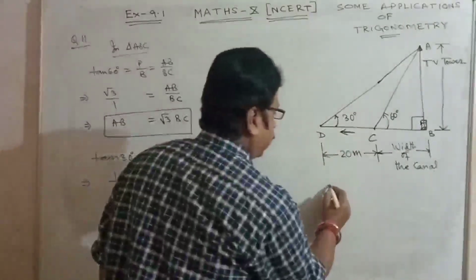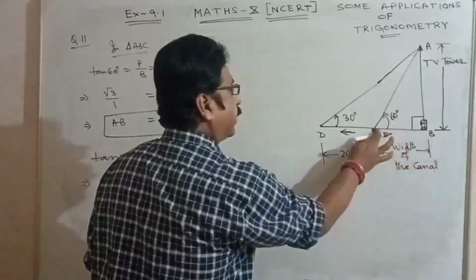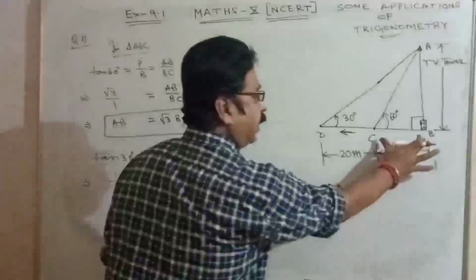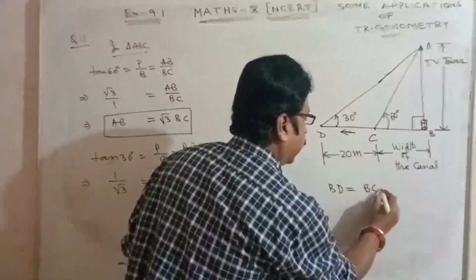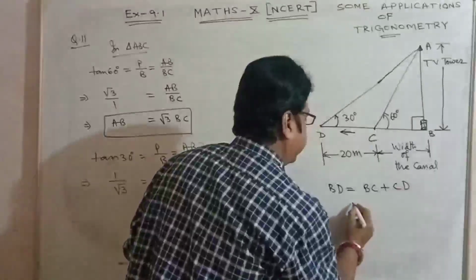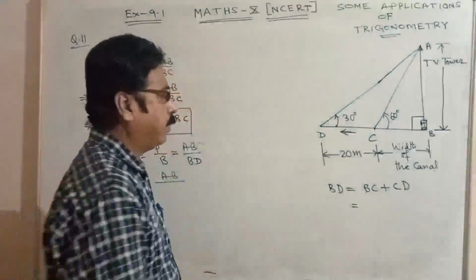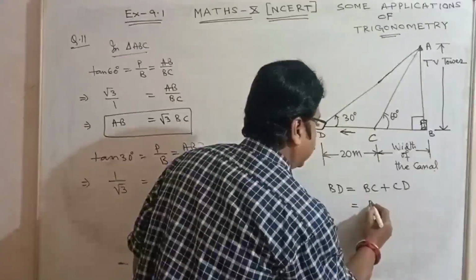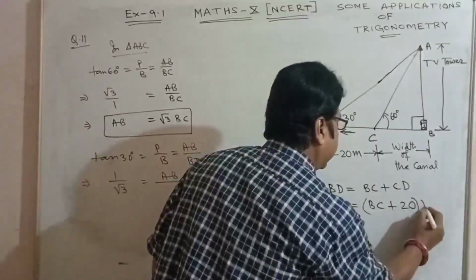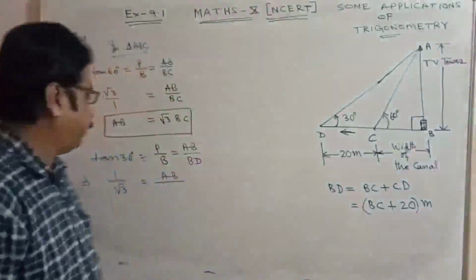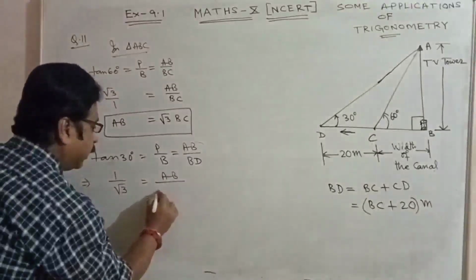Now BD is BC plus CD. That means BC plus CD. We know CD is 20 meter. It will be BC plus 20 meter. So in place of BD, we can write BC plus 20.